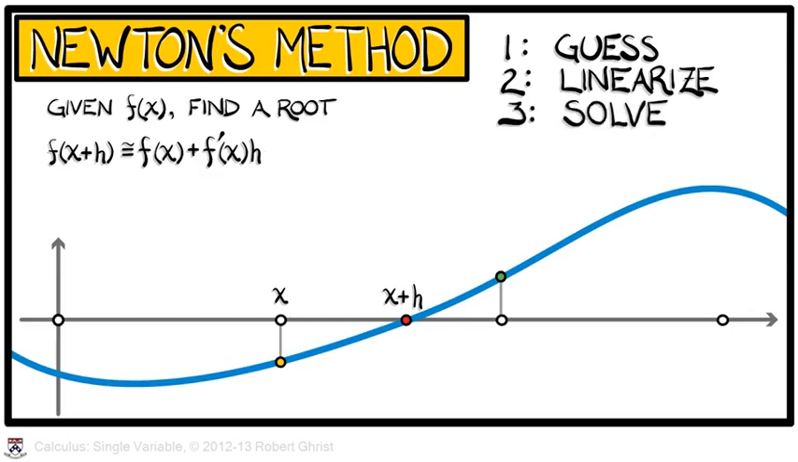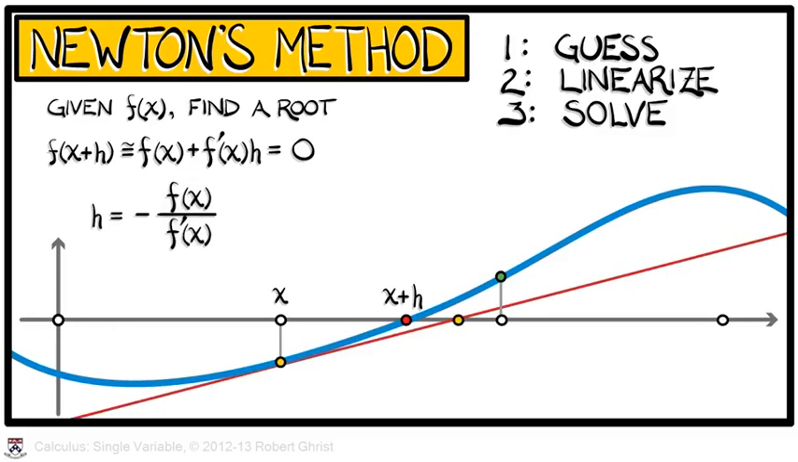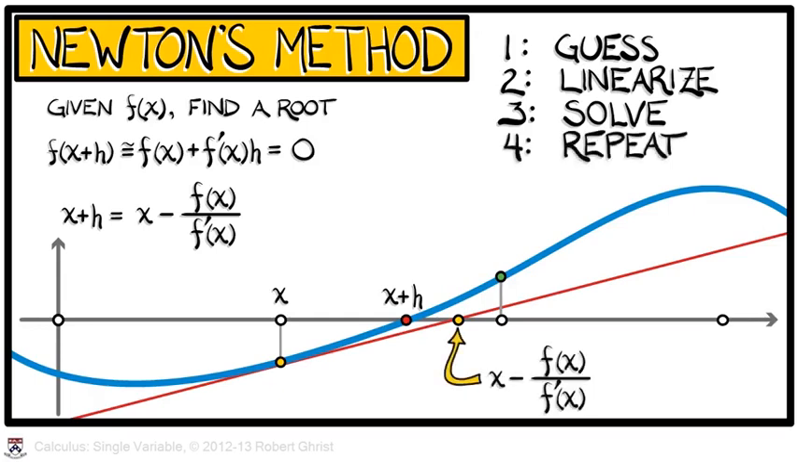Ignoring those terms and approximating, we can solve for the root. Set that equal to 0 and solve for h. And that gives us minus f of x over f prime at x. Now h is not the root. X plus h is the root. And so we get the following formula. And the genius of Newton's method is not to stop there, but to repeat or iterate and do it again, getting a better approximation. And then your last step is to hope that this repetition will converge to the desired root.